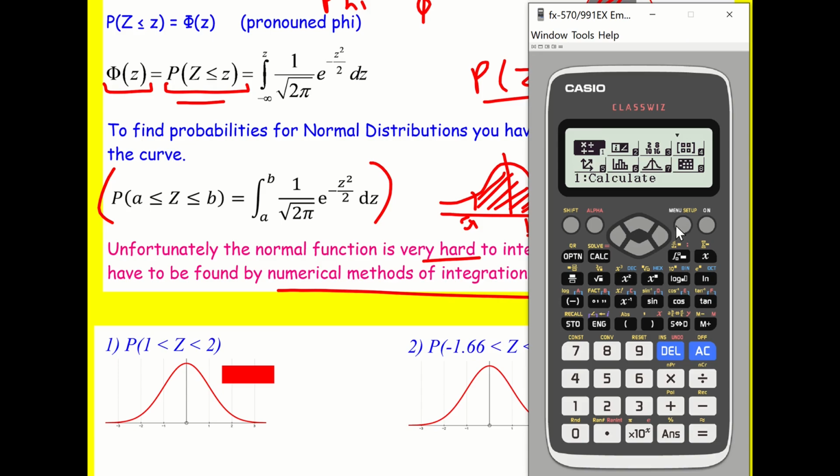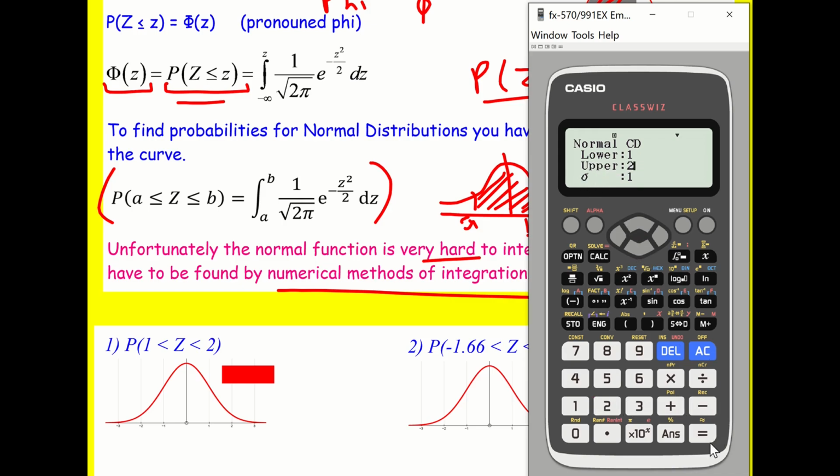We go to our calculator like we did with the binomial distribution, and you find the normal. You actually never use normal PD. We'll come back to that in a bit. We're going to use the normal CD button. Here it gives us a lower bound, which is going to be 1. It then gives us an upper bound, which is going to be 2.